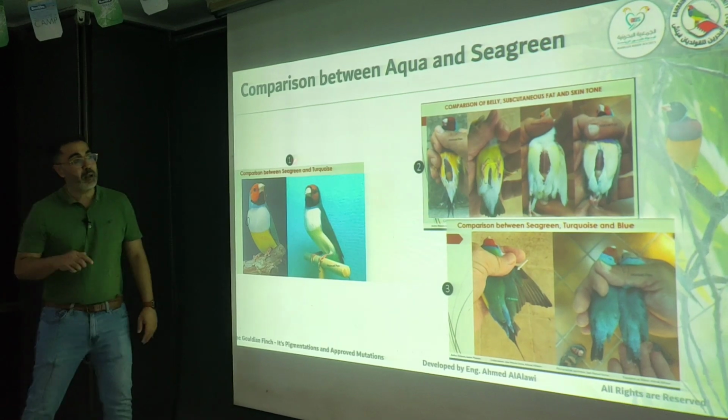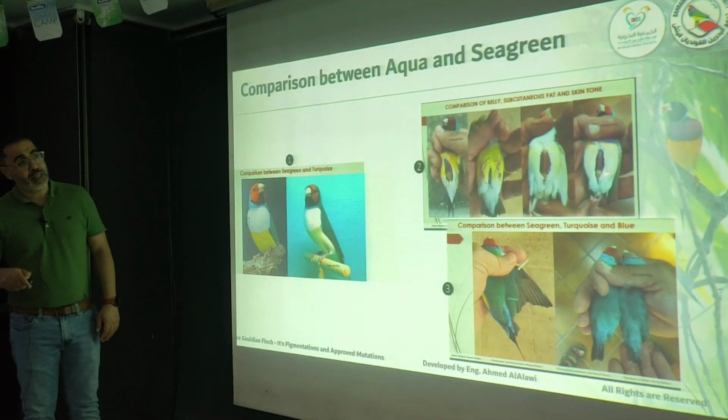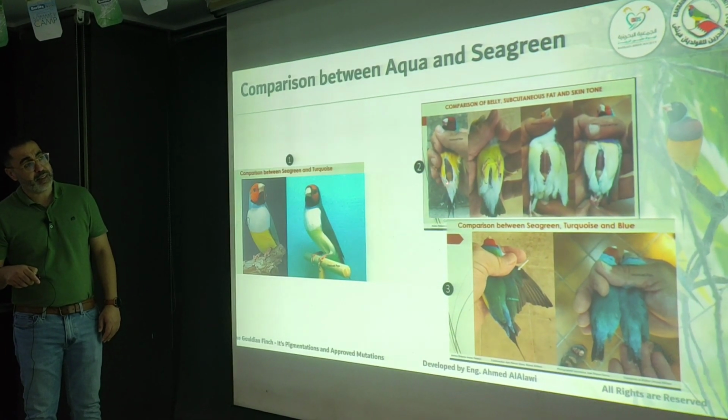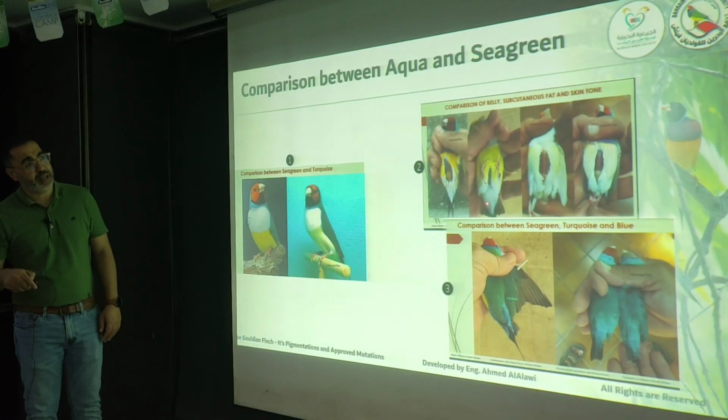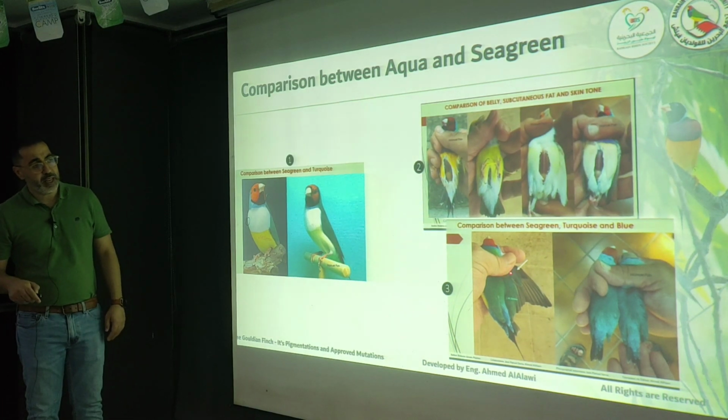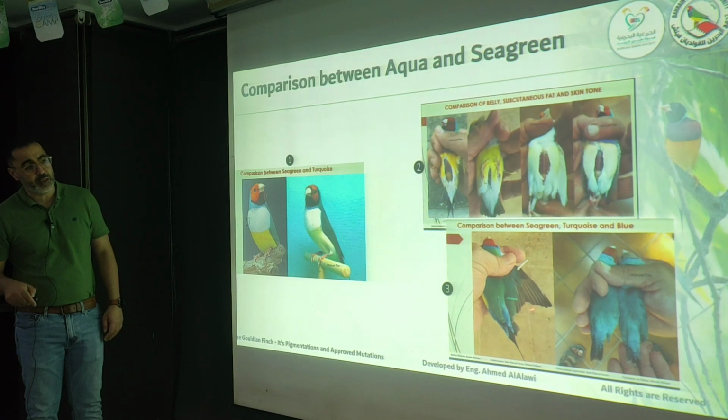And then, number two. We looked at the bellies to start with, and we clearly noticed this when dealing with classic. Then we have here a comparison between sea green, and then we had pastel and pastel. Both of them are aqua. And then here was another comparison between sea green and turquoise. This is looking like sea green. This is looking like turquoise or aqua, and this is blue.